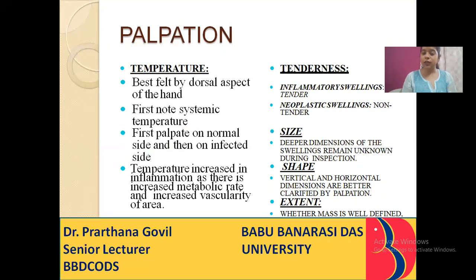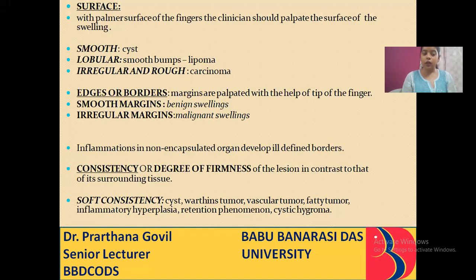Size of the swelling: the deeper dimensions of the swelling remain unknown during inspection, so on palpation you need to see the size of the swelling. Shape, vertical and horizontal dimensions are best clarified by palpation. You need to see the extent of the swelling, whether it is well defined or ill defined. Now you have to see the surface of the swelling on palpation. You need to see the edges or borders on palpation. Smooth margins suggest benign swellings and irregular margins generally suggest malignant swellings.